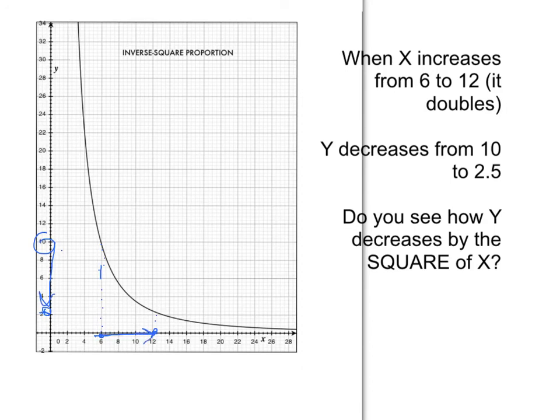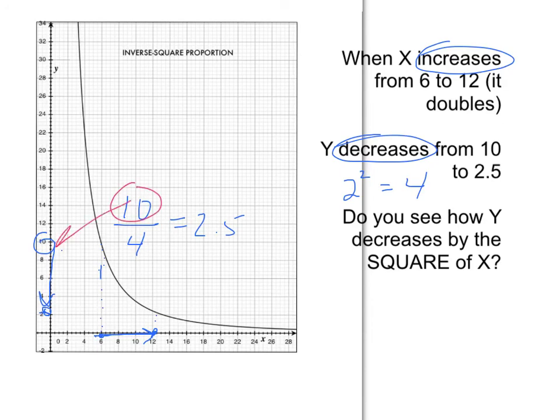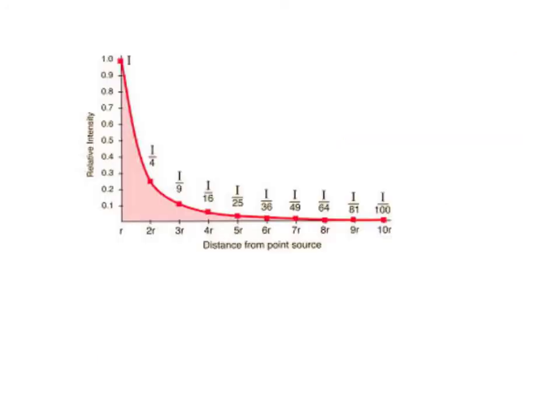So as the x-axis is increasing from 6 to 12, it's doubling, the y-axis is decreasing by the square, by 2 squared, or by 4. In other words, if you take 10 from the y-axis there and divide it by 4, because it's decreased by a factor of 4, you get about 2.5, which is indeed where it ends. We move from 10 down to about 2.5 on that graph. So maybe try 2 other places on that graph and see if you can come up with that same proportion. This is an example of the inverse square.